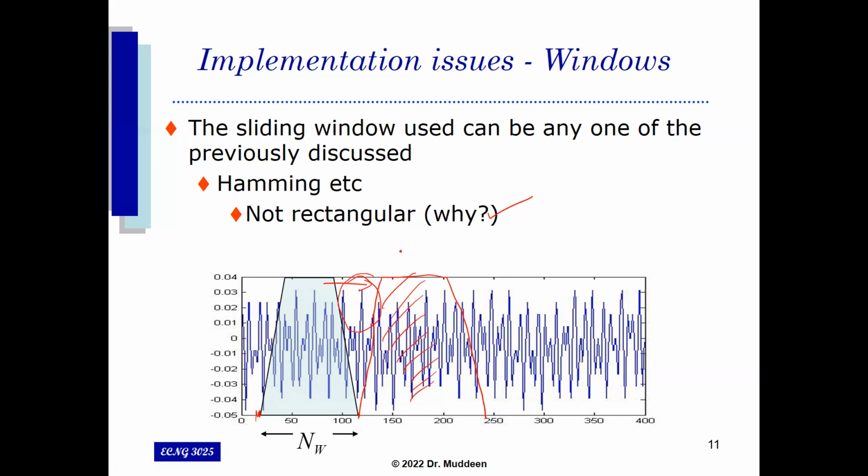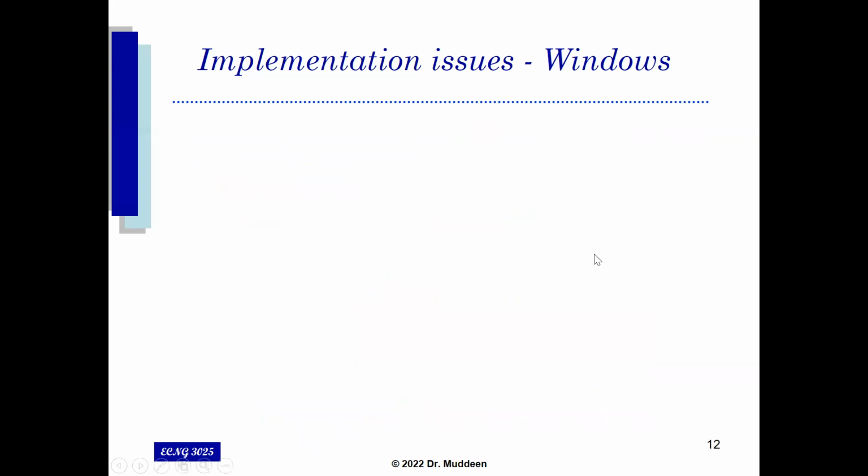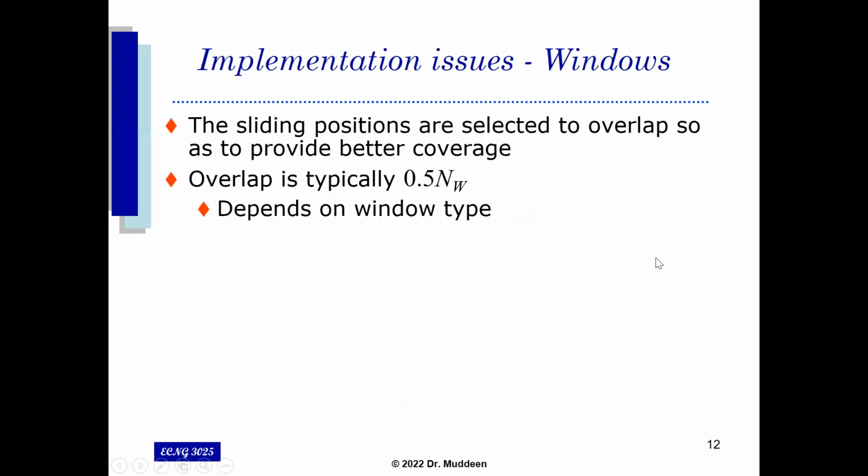So when you're doing the windows, what you want to do is to actually overlap the windows so that you don't get any gaps missing, right? You don't unintentionally omit data that is good, that should be part of the spectrogram. So the windows are typically overlapped, and you typically overlap about half the window size.